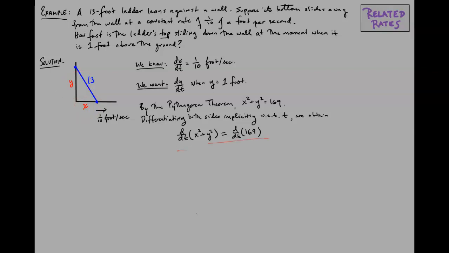Anyway, let's actually take these derivatives. The right-hand side is trivial, so I'll save that for last. But let's look at the left-hand side. Derivative with respect to time of x squared plus y squared. Well, remember, we are taking the derivative with respect to time, not with respect to x or y. We're thinking of x as a function of time.